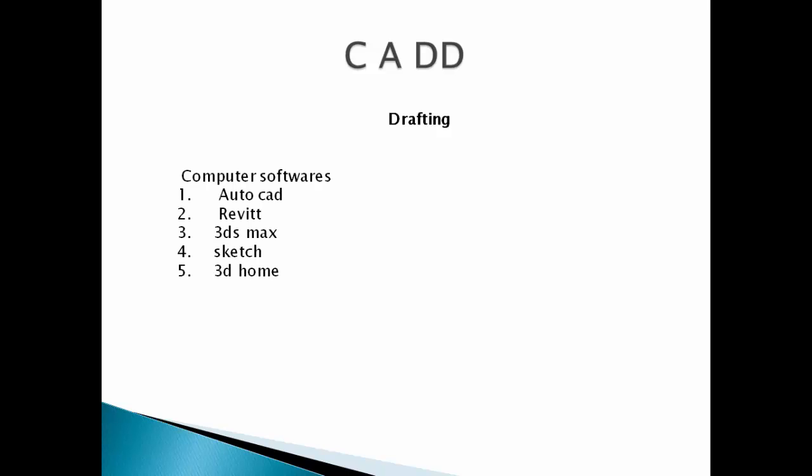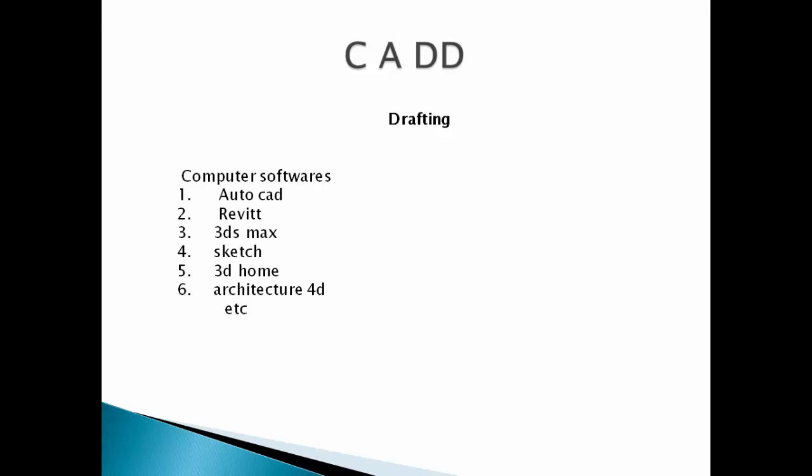Then we have another 3D software, which is an old software, and just like AutoCAD, we can go for 2D as well as 3D drafting in this software. Then there is Architecture 3D, also called 3D home architecture. This is just like 3D Home. There is not much difference between these two software.